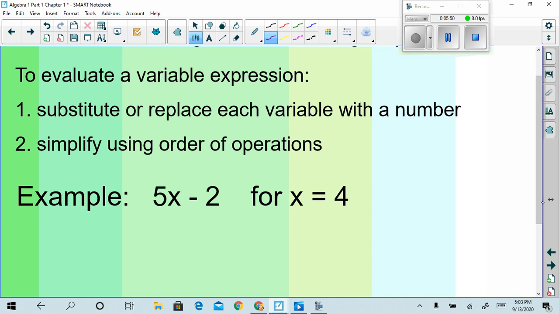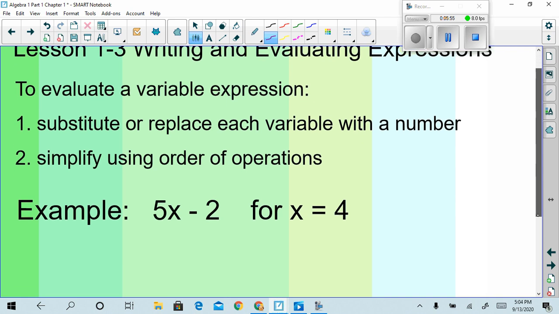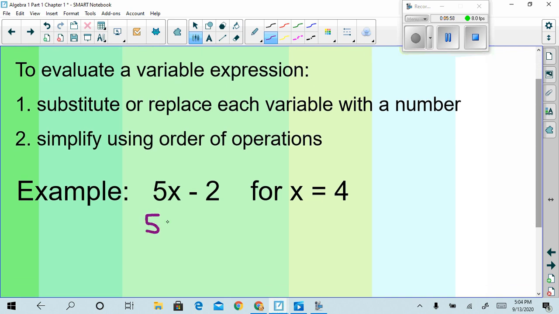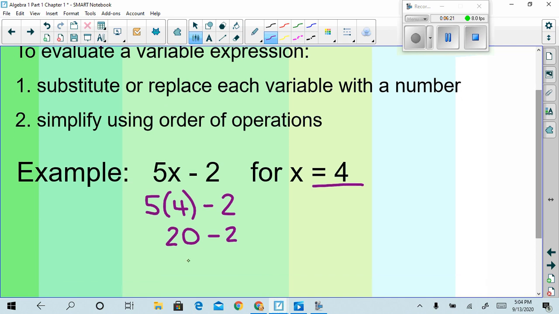We are going to take out this 4 and replace it into the expression. That's going to be 5 times 4 minus 2. Now that I have taken the variable out and replaced it with a given value of 4, I have a numeric expression that I can simplify using order of operations. I'm going to multiply, I'm going to subtract, and the answer is, if you said 18, you are correct.